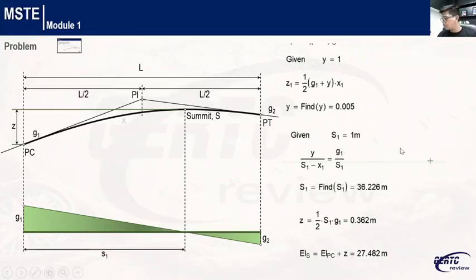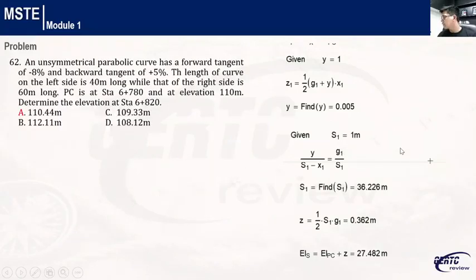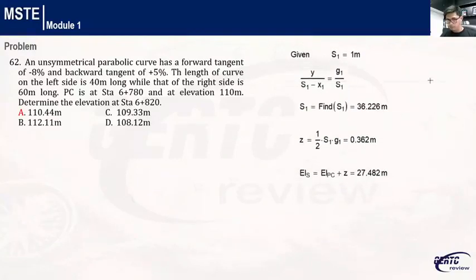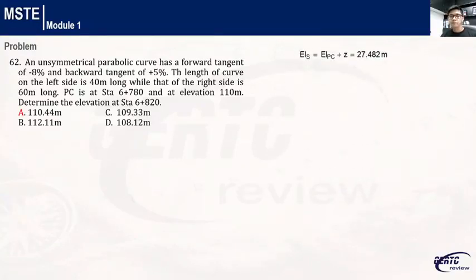So, problem. Okay, problem 62 tayo. Okay, so an unsymmetrical parabolic curve has a forward tangent of negative 8% and backward tangent of 5%. The length of curve on the left side is 40 meters long, while that on the right side is 60 meters long. PC is at station 6 plus 780. Elevation of PC is 110 meters.